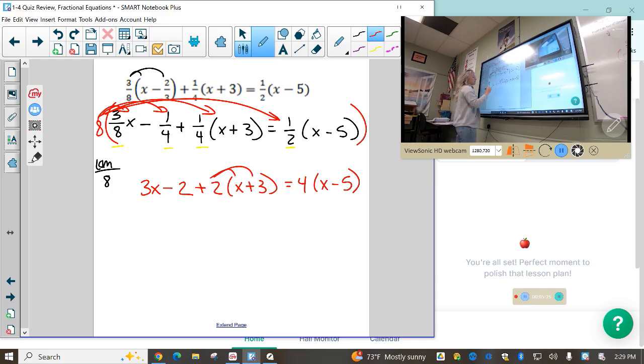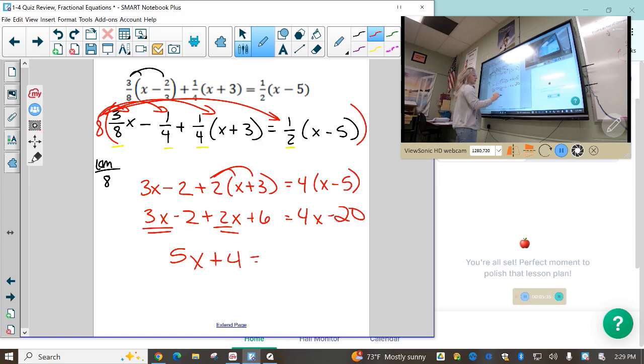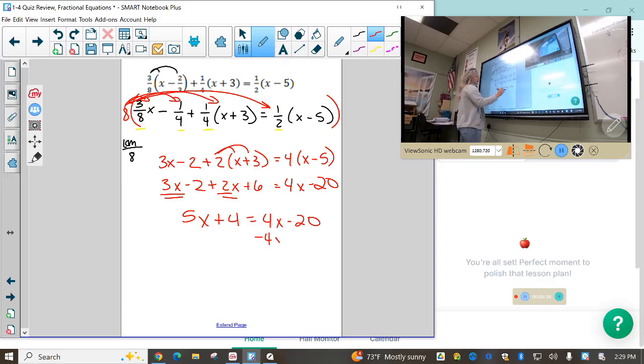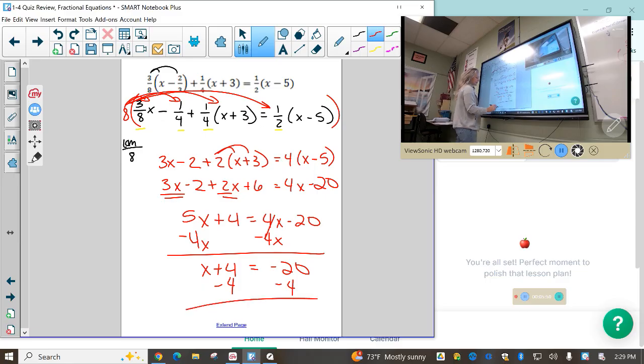I'm going to distribute, so I have 3x minus 2 plus 2x plus 6 equals 4x minus 20. Combine like terms, I have 5x plus 4 equals 4x minus 20. I'm going to subtract 4x to get my x's on the same side. I have x plus 4 equals negative 20, then minus 4, x equals negative 24.